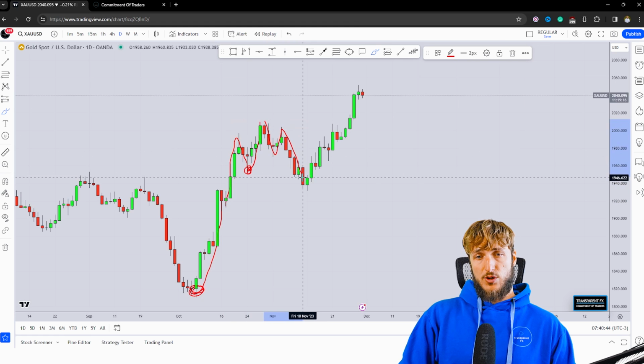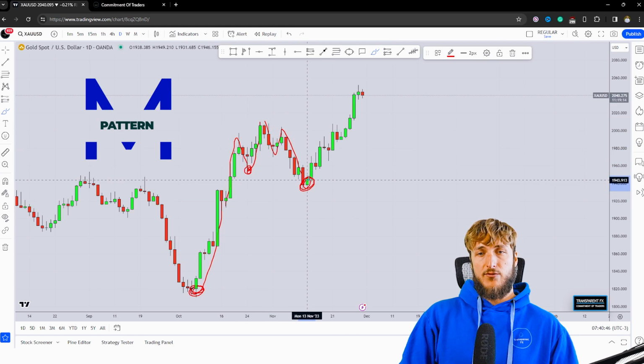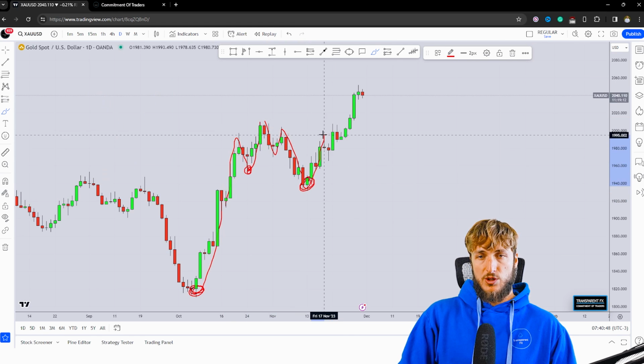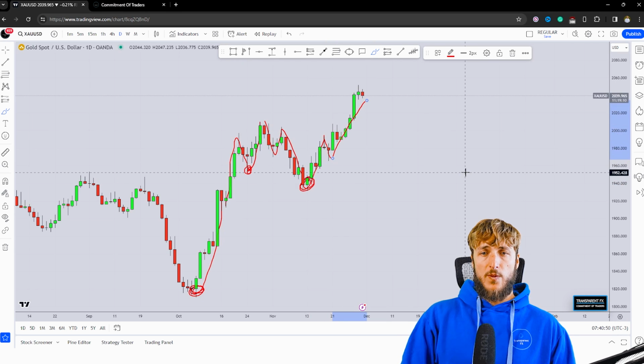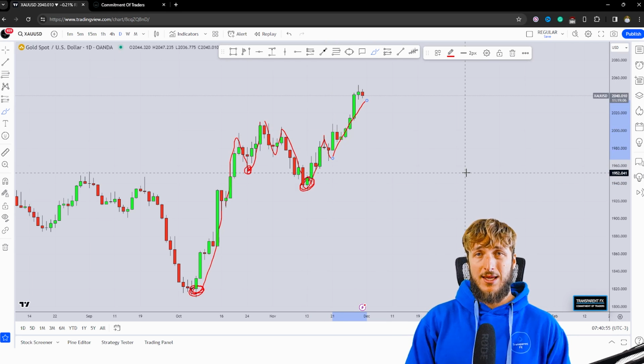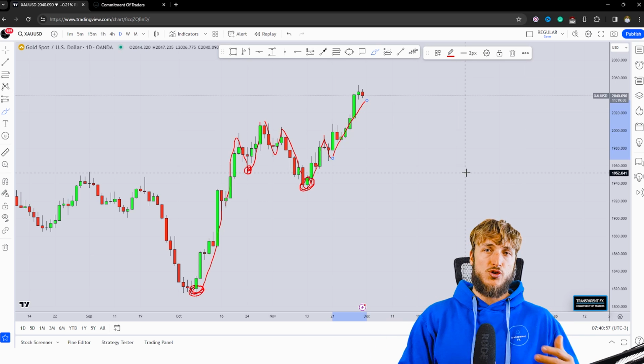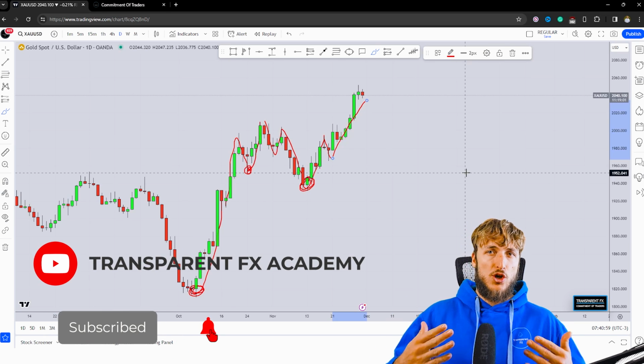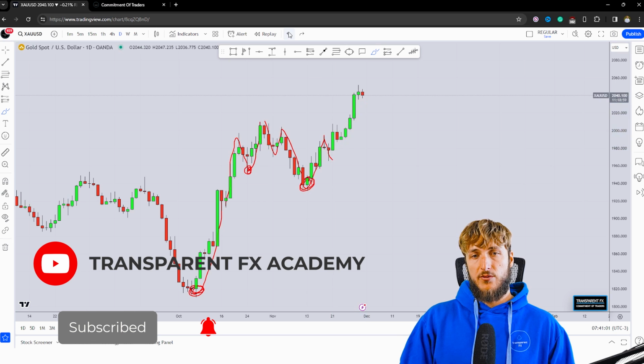Then we had the creation of this M pattern. From here, I made a full breakdown explaining all the reasons for which we could expect first this impulse, then correction, and then the continuation to the upside. And again, that is exactly what the market gave us. And by the way, I will link in description all these previous analysis so you can go and check them out for more free education.